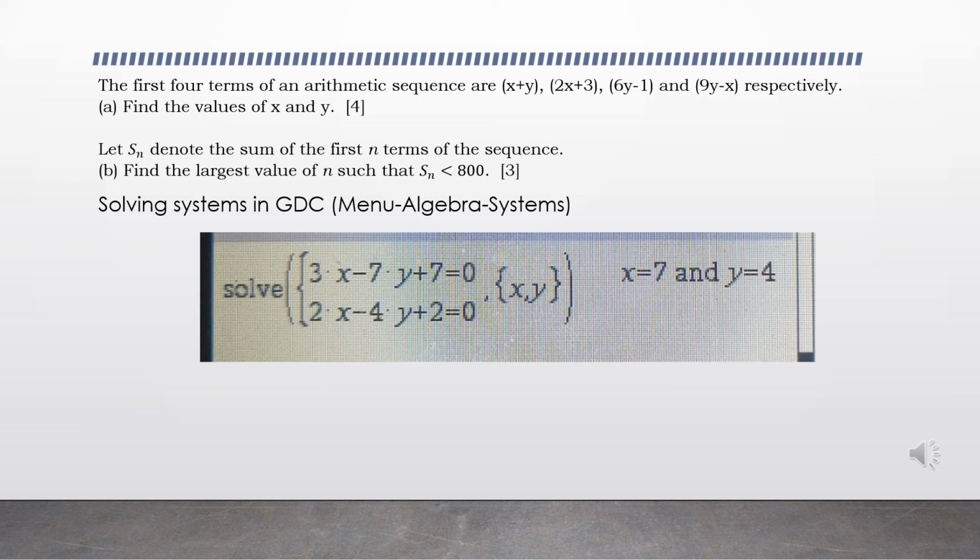You're going to encode the equations. The first equation is 3x minus 7y plus 7 equals 0, and then the next equation is 2x minus 4y plus 2 equals 0. Okay. Upon hitting enter, it will give you the result for x and y: x equals 7 and y equals 4.